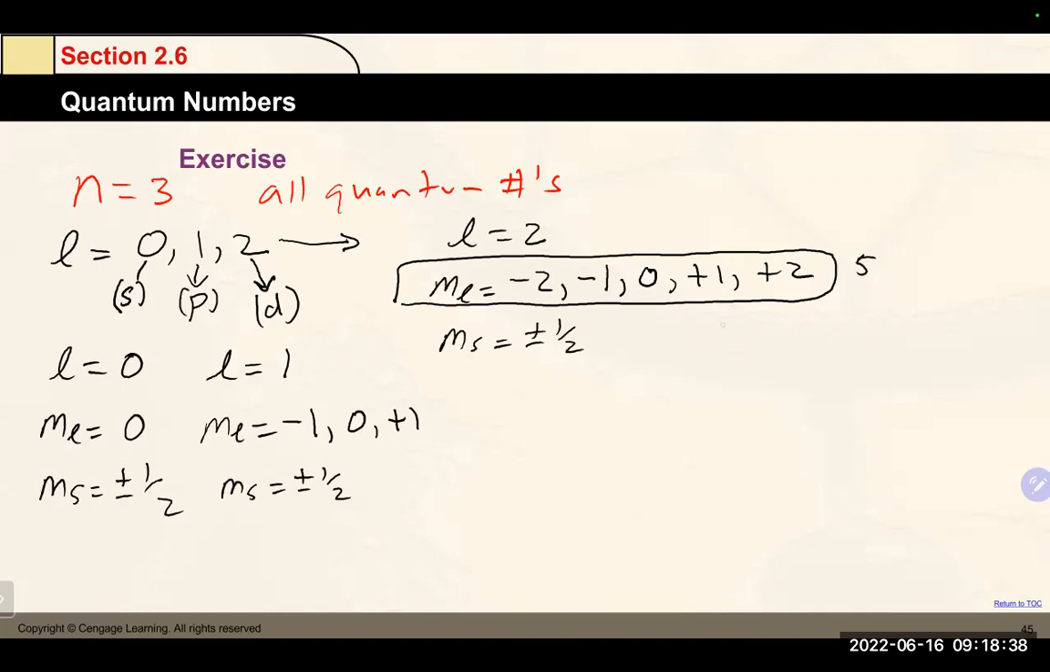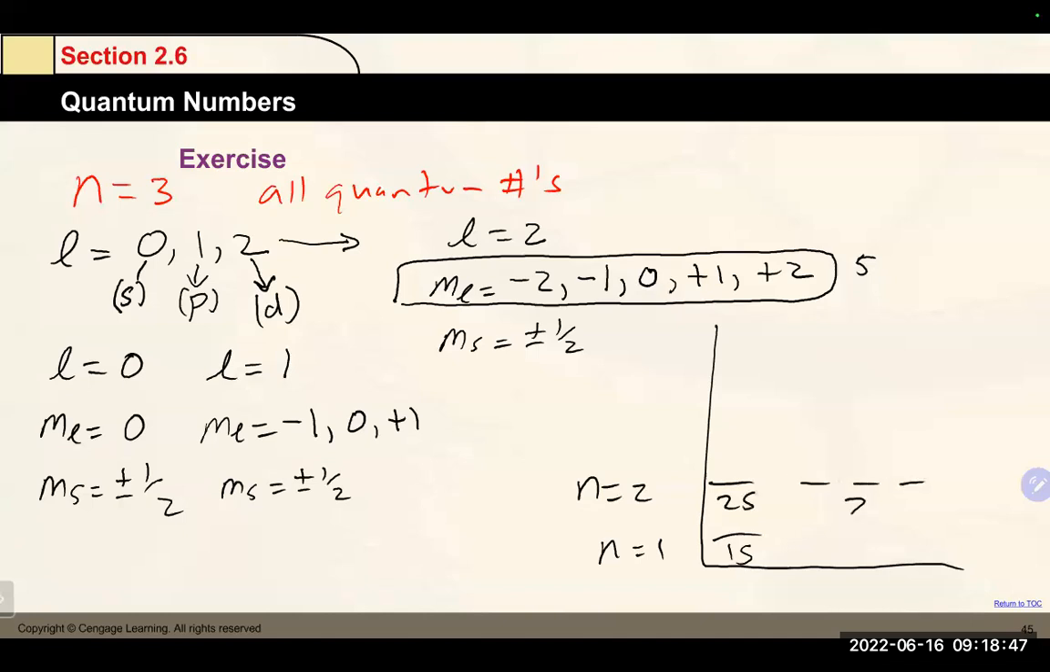So what that tells us is, again, we already did our n equals 1, we have our 1s. Our n equals 2, we had our 2s, and obviously our 2p. When we get to our third energy level, we again have our s orbital present, which would be a 3s orbital. We have our p orbitals present, which would be our 3p. And now we have our d orbitals present, which would be 1, 2, 3, 4, 5, which would be 3d. Any questions on that there?